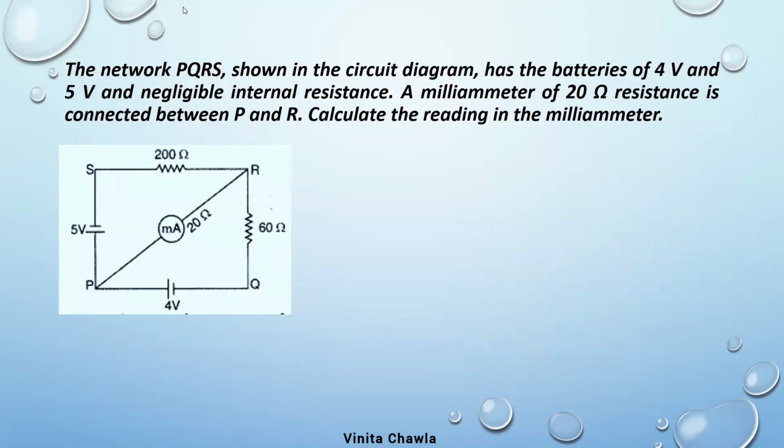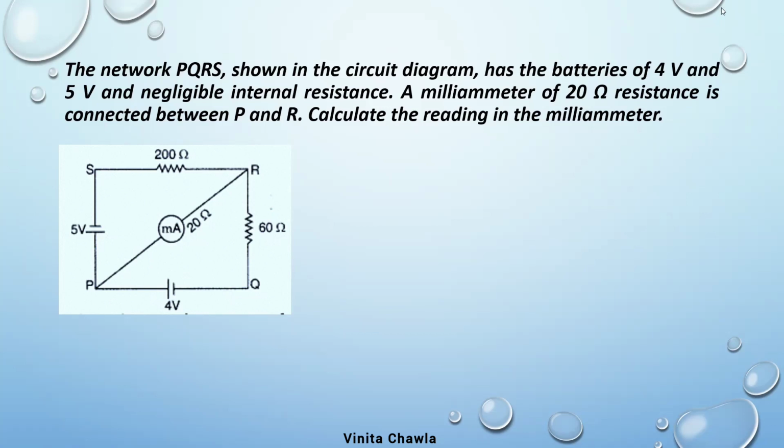The network PQRS shown in the circuit diagram has batteries of 4 volt and 5 volt and negligible internal resistance. A milliammeter of 20 ohm resistance is connected between P and R. Calculate the reading in the milliammeter. So we have to find the value of current flowing through this milliammeter, through PR.